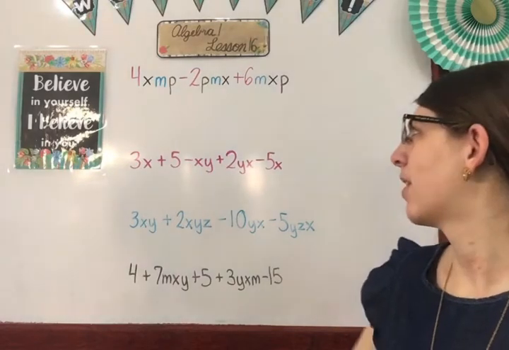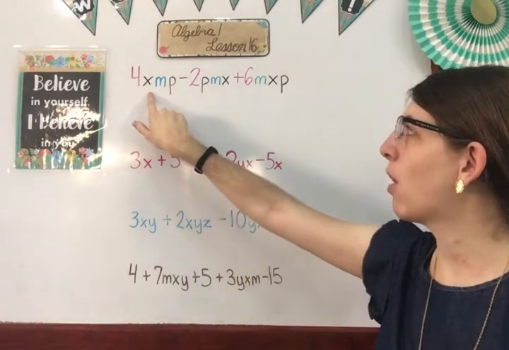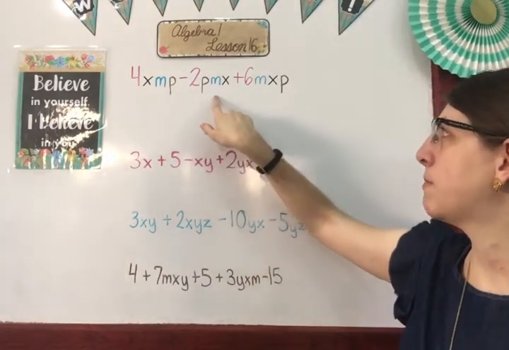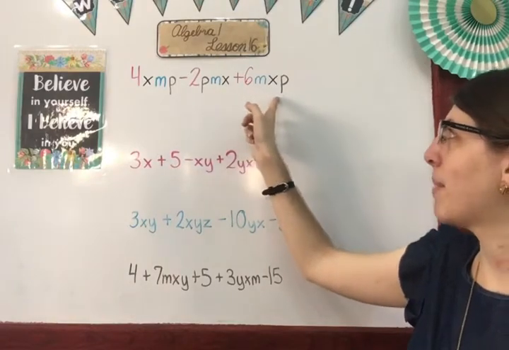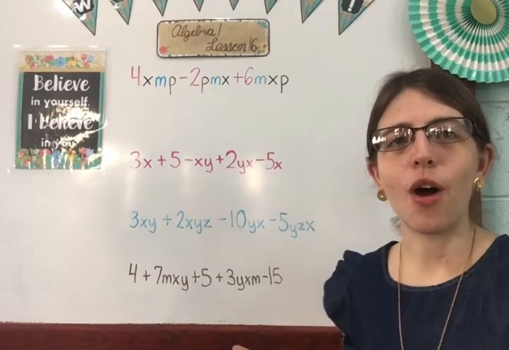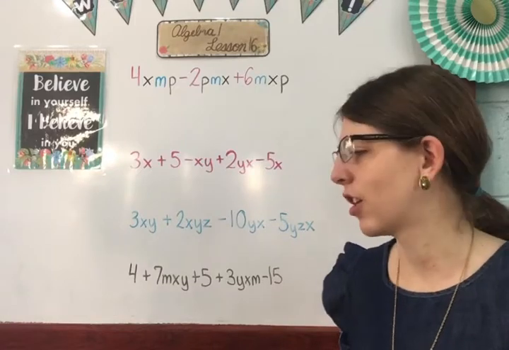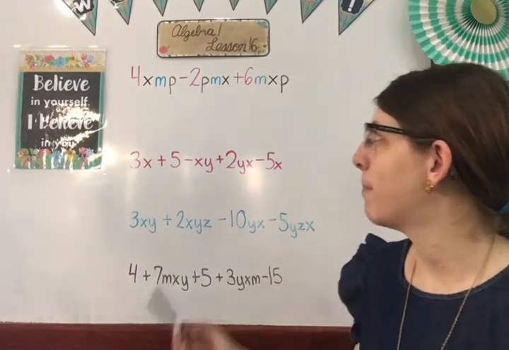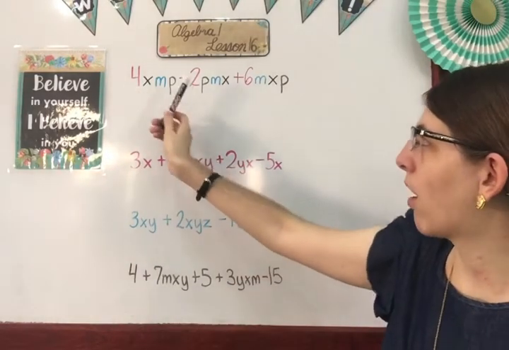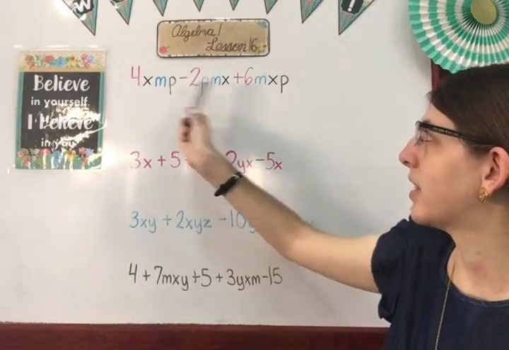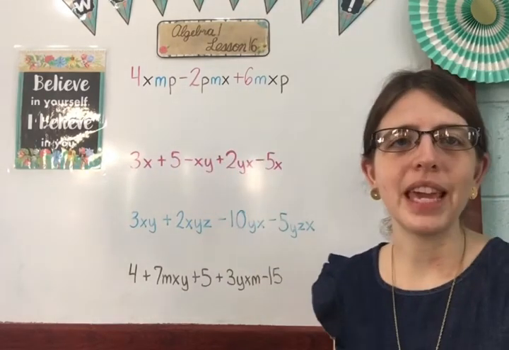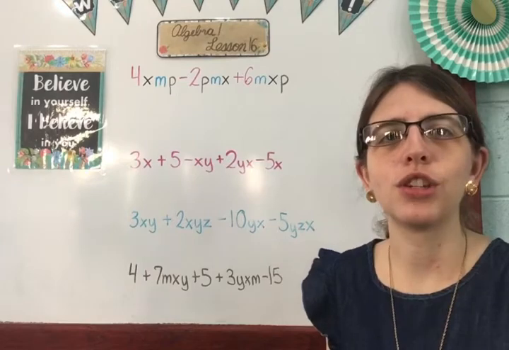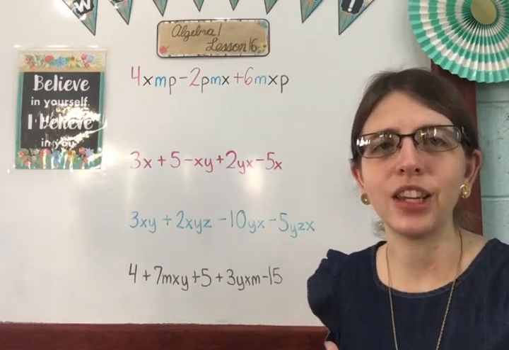Let's look at this up here on the board. I have 4xmp minus 2pmx plus 6mxp. I want to know whether or not these are like terms. Well, if I look at them, this has a 4, a negative 2, and a positive 6. But all of my numbers in pink, those don't matter. Those don't determine whether or not my term is a like term.